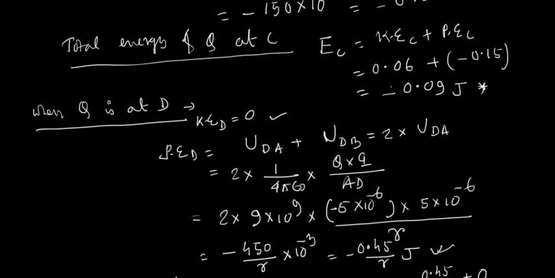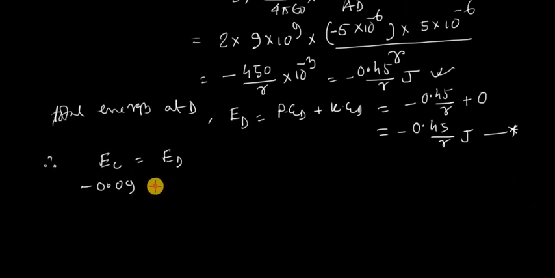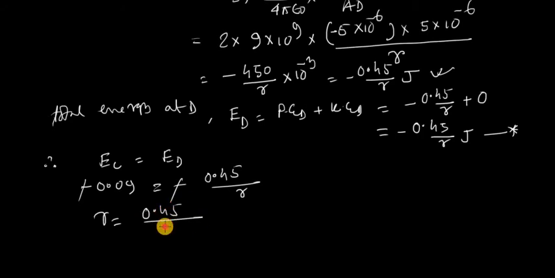Let's check. E at C is 0.09 minus, and E at D is minus 0.45 by R. This minus cancels. So from this we can easily calculate R is 0.45 by 0.09. That is equal to 45 by 9, and this is equal to 5 meter.